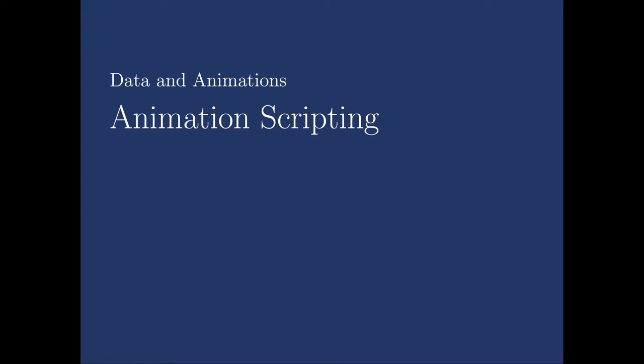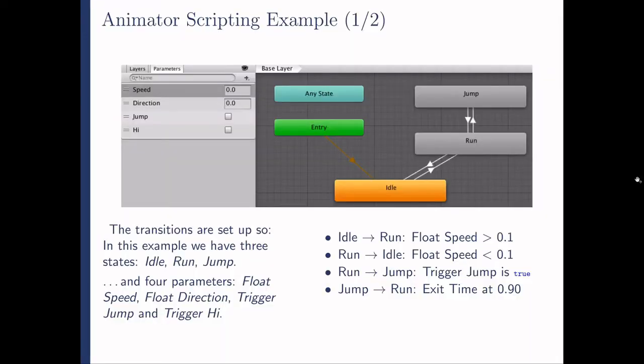As I mentioned before, one important part of animation is being able to control how the animations change from one to another by using scripts. As we have seen before, this is the typical aspect of an animator controller, when you have different states and different transitions between them, and you have different parameters, right?